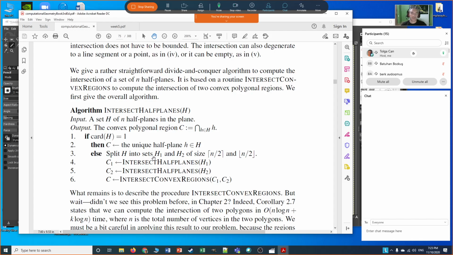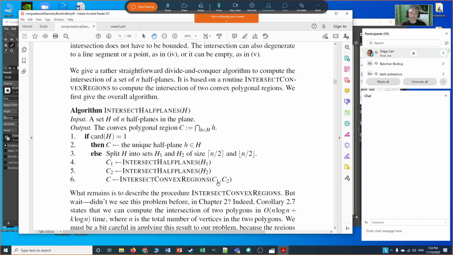We divide our half planes into 2 equal size sets, H1 and H2. We first intersect the half planes in the first set, and then we intersect the half planes in the second set, which gives us 2 convex regions, C1 and C2, possibly unbounded. But we know that they are 2 convex regions. And if we can do step 6, intersect convex regions, that's something else. It's not the intersection of n half planes. It means you're given 2 convex regions. Imagine you have 2 convex polygons. How can you find the intersection of these 2 convex polygons? That's actually a reduced problem.